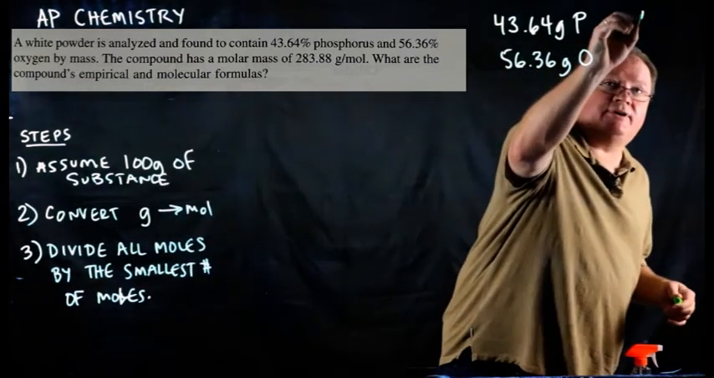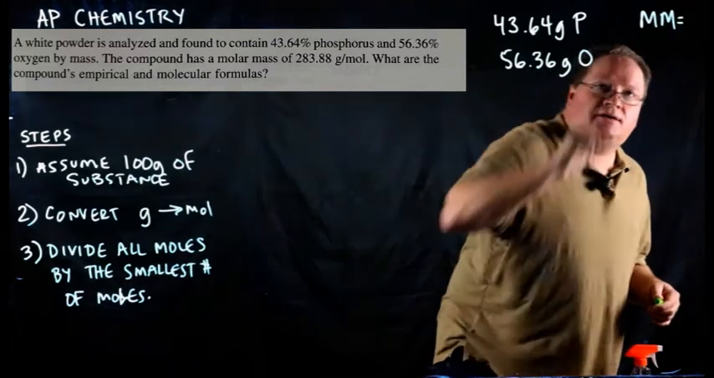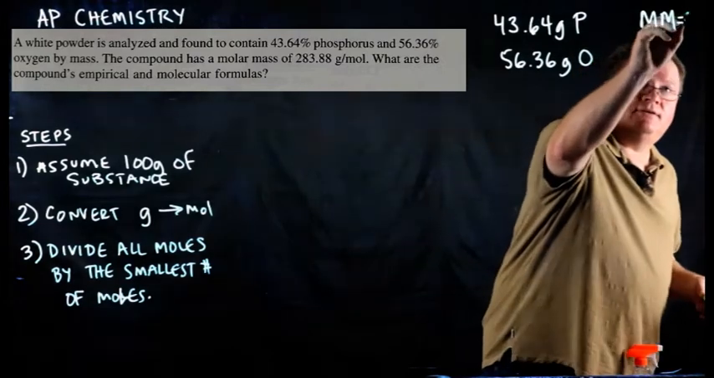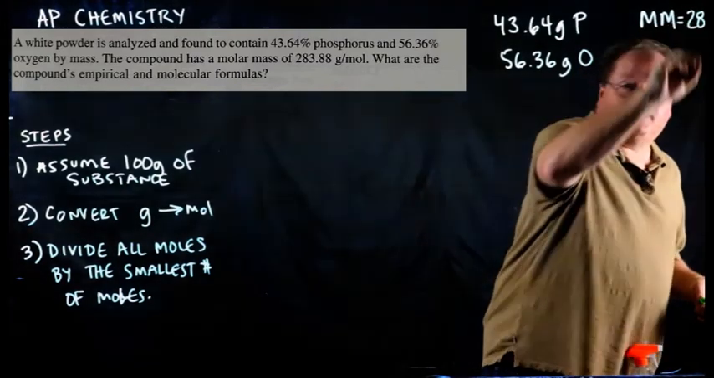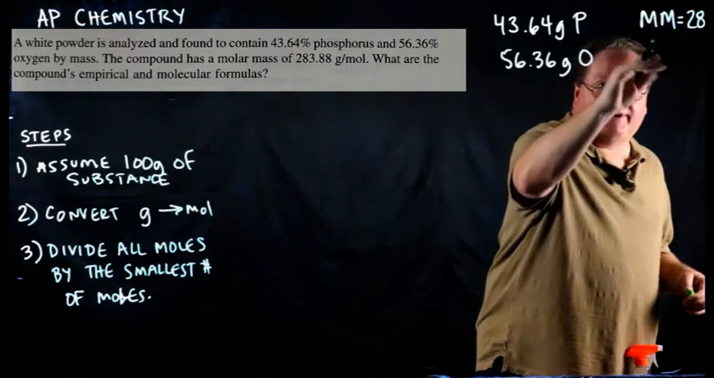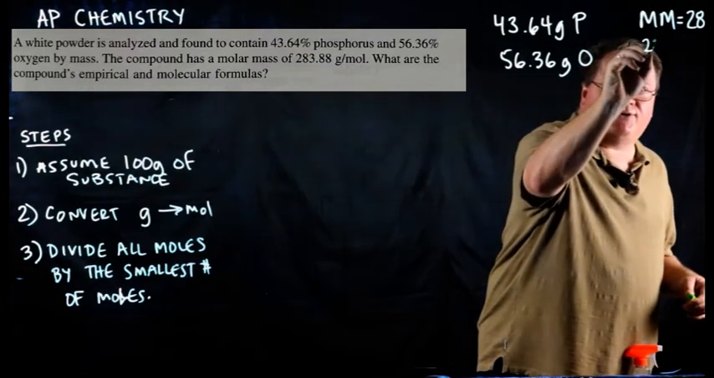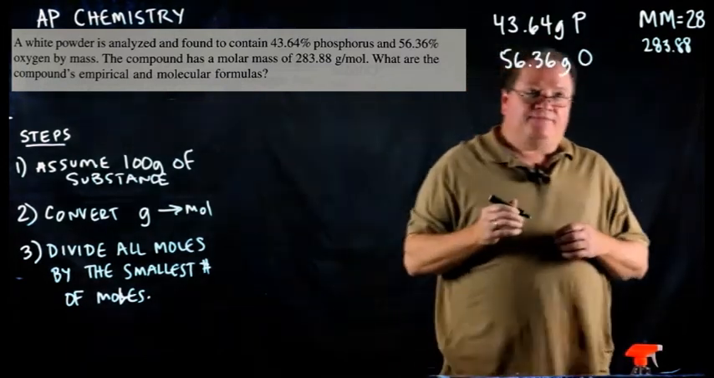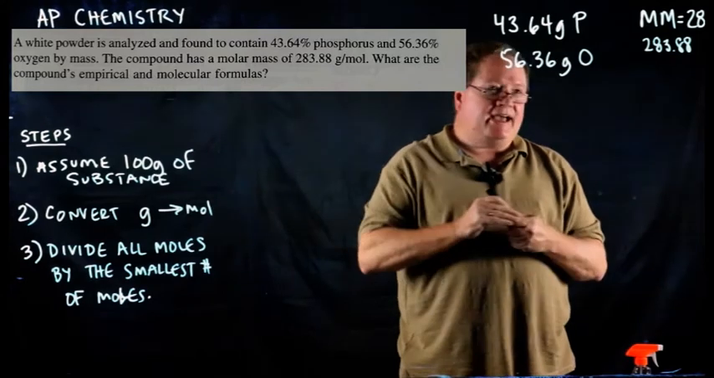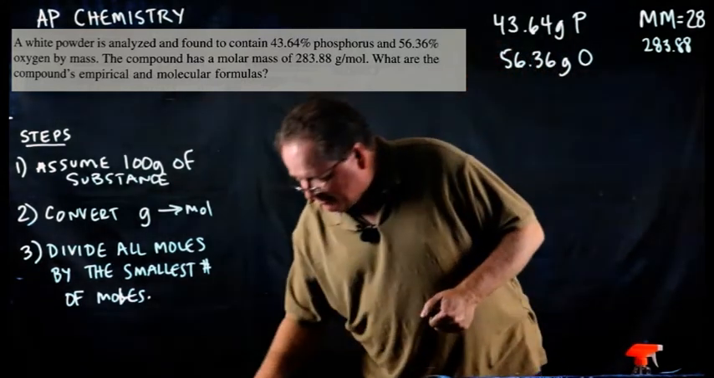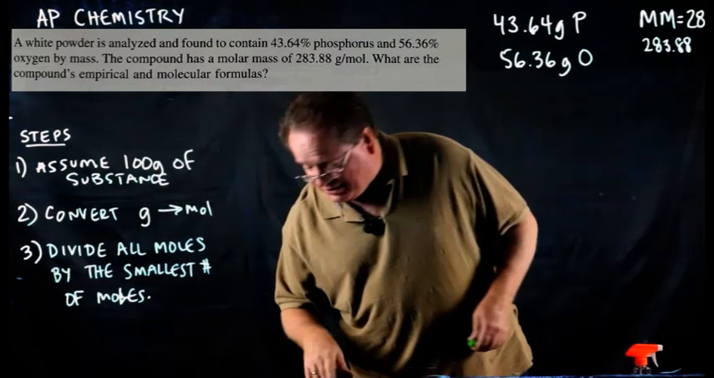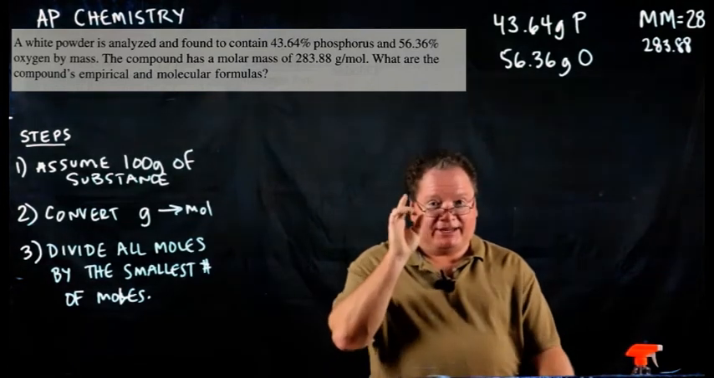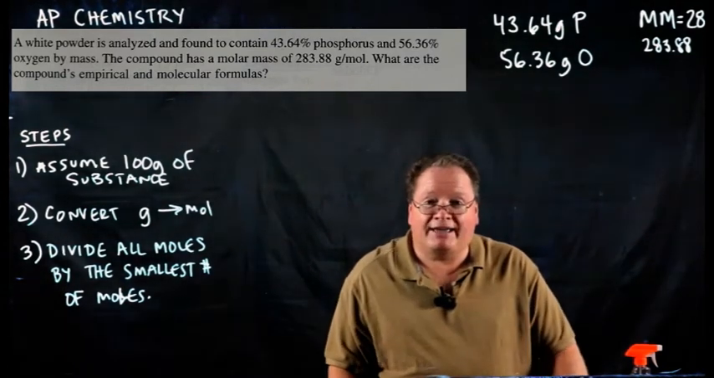So I'm just going to put that over here, and I'll just say MM. The molar mass is 283.88. I better write it a little bit further. I'll write it underneath so I don't run out of space. 283.88. Okay, so that's our molar mass. So we have this information is what we have. And what's it asking for? It wants to know empirical and molecular. I'm going to give you about 2 or 3 seconds. What am I going to do right now?